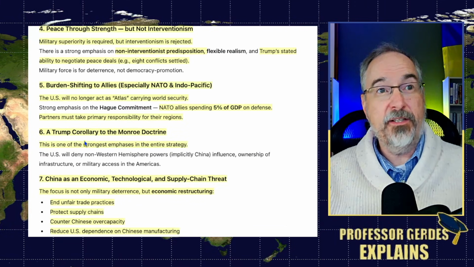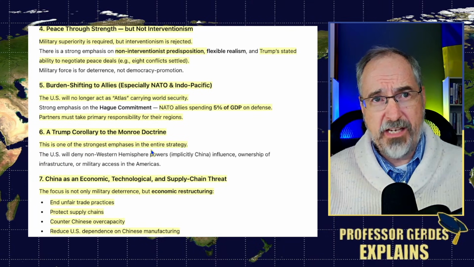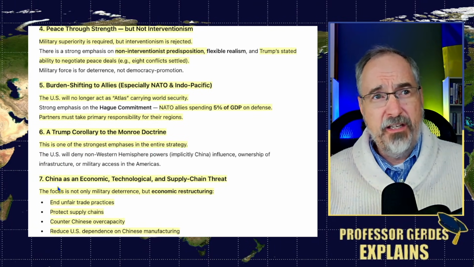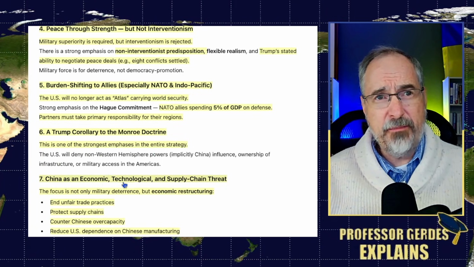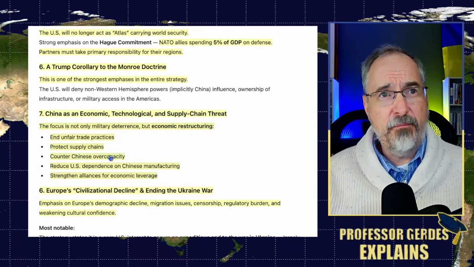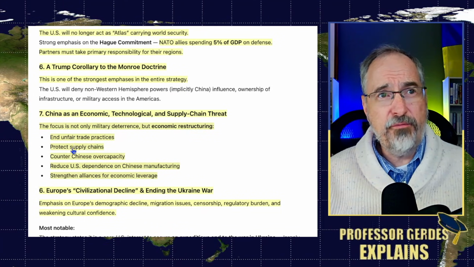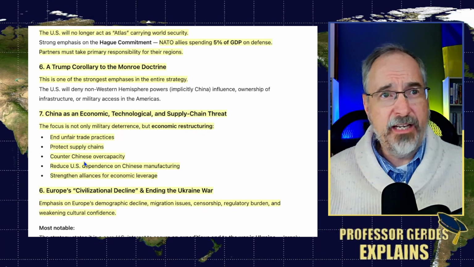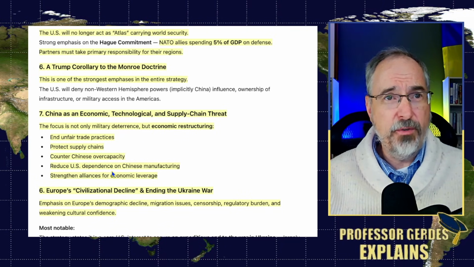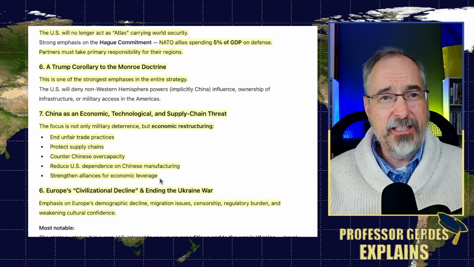Okay, so let's go back to this. Trump corollary to the Donroe Doctrine. This is one of the strongest emphases in the entire strategy. Number 7, China as an economic, technological, and supply chain threat. So the focus is not on military deterrence, but on economic restructuring and unfair trade practices: protect supply chains, counter Chinese overcapacity, reduce U.S. dependence on Chinese manufacturing, strengthen alliances and economic leverage.